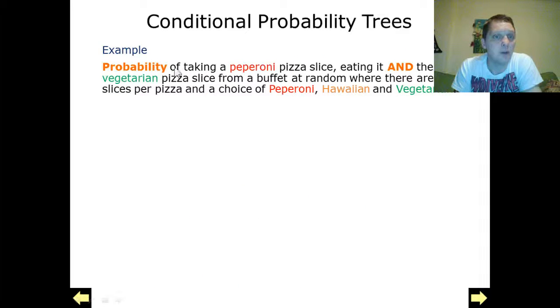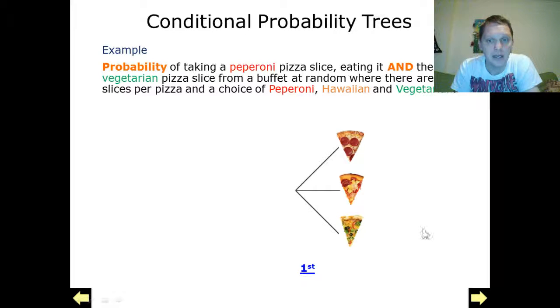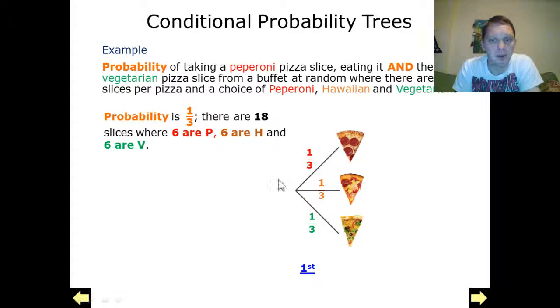So first, another example, we've got the probability of taking a pepperoni pizza and then coming back and taking a vegetarian pizza at random. Each pizza's got 6 slices and we've got the choice between pepperoni, Hawaiian and vegetarian. So here's my first choices. I've got my pepperoni, I've got my Hawaiian and I've got my vegetarian. So the probability of taking any one of these on my first trip is a third because there are 18 slices of pizza in the whole. 6 of the slices are pepperoni, 6 are Hawaiian, and 6 are vegetarian.